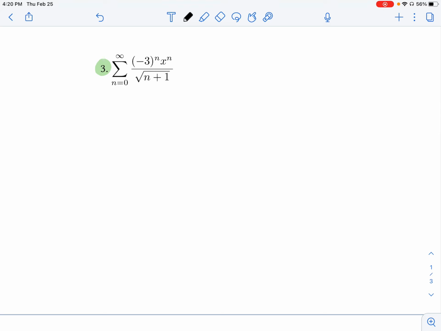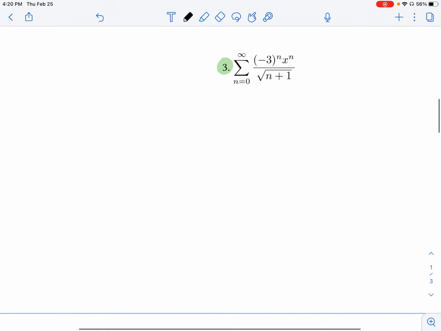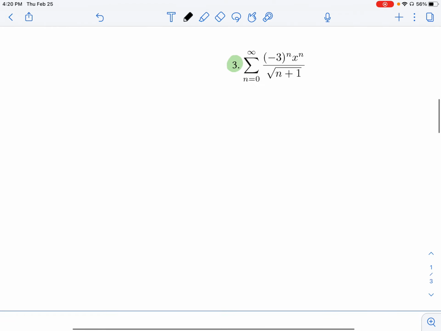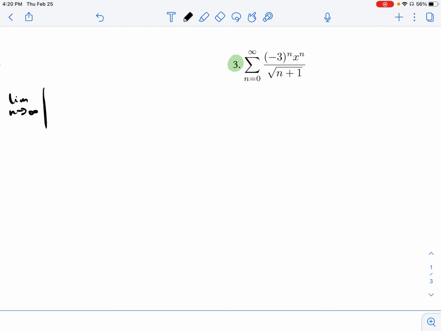So first thing we're going to do, again, is the ratio test. I think I'm going to need a little bit of space to work with, so I'm going to see if I can actually move this over here. All right, so let's do the ratio test. Let's find the limit as n approaches infinity of -3 to the n plus 1.